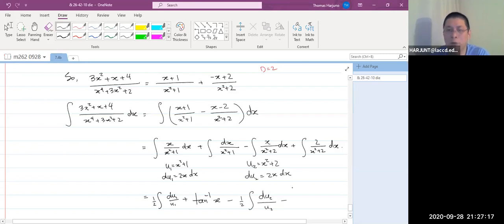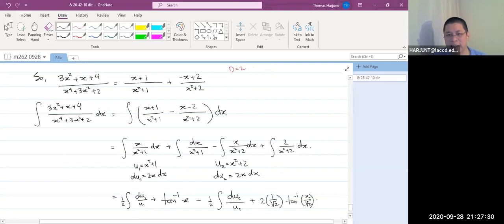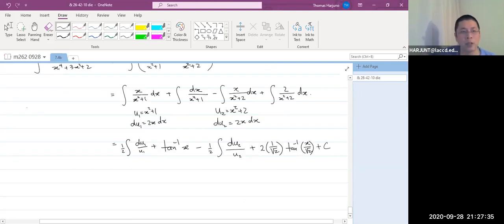Okay, plus, I wonder if you remember this. This is 2 times 1 over radical 2 tangent inverse x over radical 2 plus constant. What the heck comes? Yeah, memorize it. Okay, memorize that. Integral of dx over x squared plus a squared. Memorize this. This is 1 over a tangent inverse x over a plus constant.